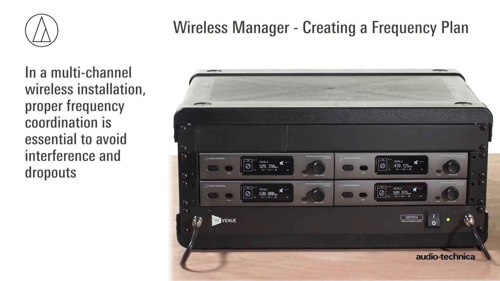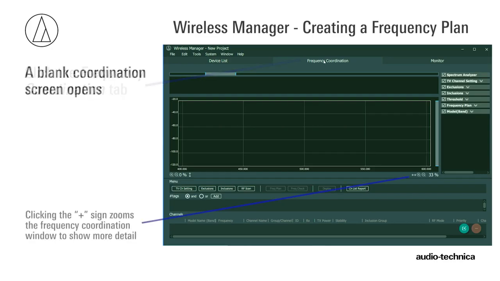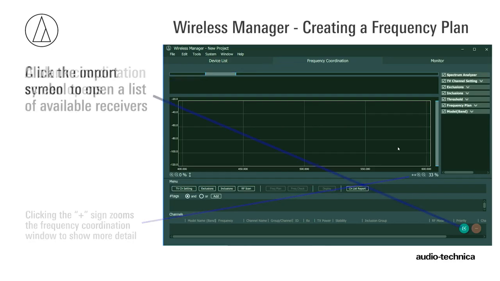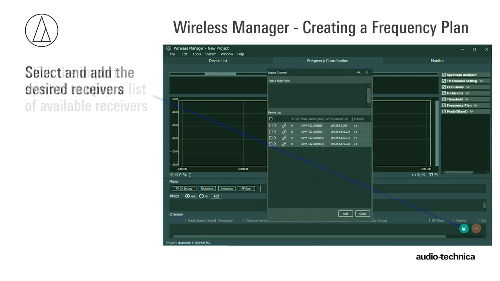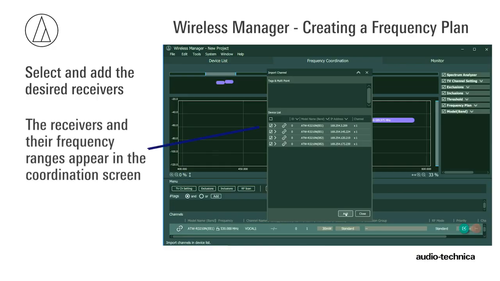In a multi-channel wireless installation, proper frequency coordination is essential to avoid interference and dropouts. Click the Frequency Coordination tab. A blank coordination screen opens. Click on the Import symbol. Select and add the desired receivers. The receivers and their frequency ranges appear in the coordination screen.